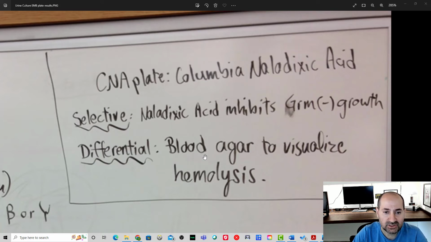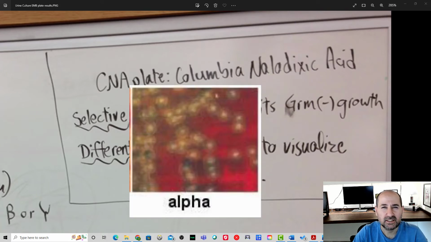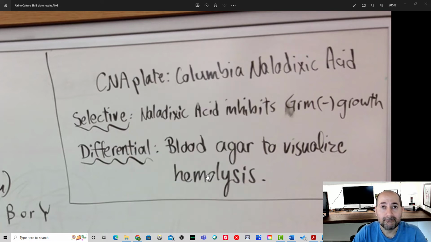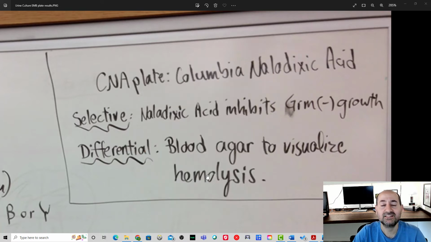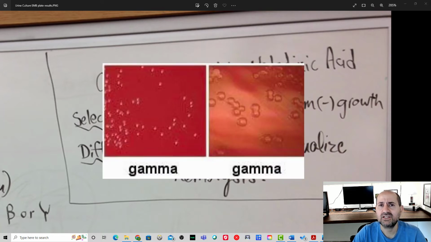The differential agent is blood agar in order to visualize hemolysis. And do you remember the three forms of hemolysis? Alpha hemolysis, where the agar turns a blue, purple, brown color, almost a bruise coloration around the bacterial growth. Beta hemolysis, which looks like a clearing around the bacterial colony, like a halo around the bacterial growth. And then gamma hemolysis, which looks like no hemolysis, where the bacteria are growing on the agar and the blood is unblemished.